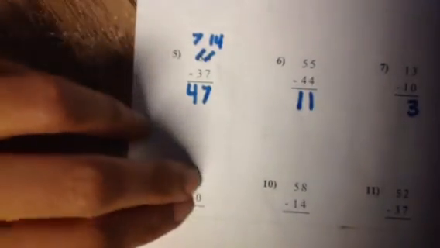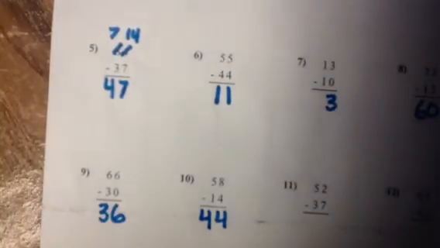All right, let's do the next row. 66 minus 30. 6 take away 0, that is 6. And 6 take away 3 is 3. 36. All right, look at the next one. 58 take away 14. 8 minus 4. So we start in the ones place. 8 take away 4 is 4. And then 5 minus 1 is 4. 44 is the answer for that one.